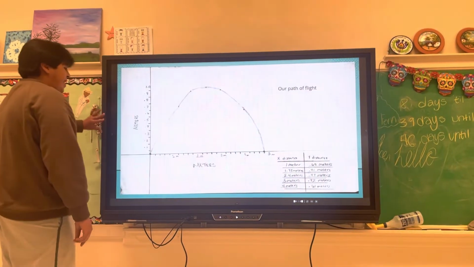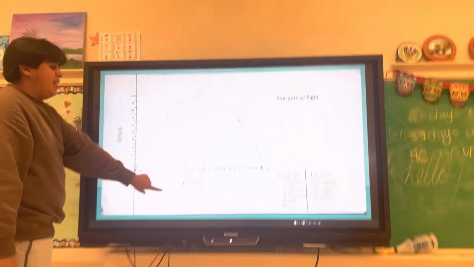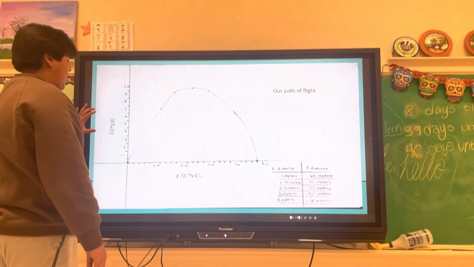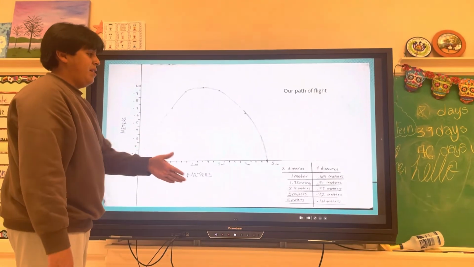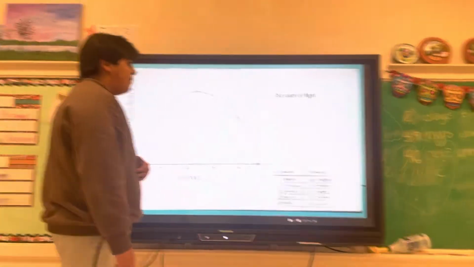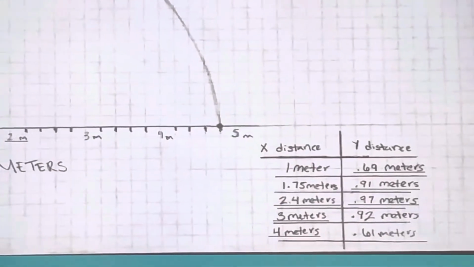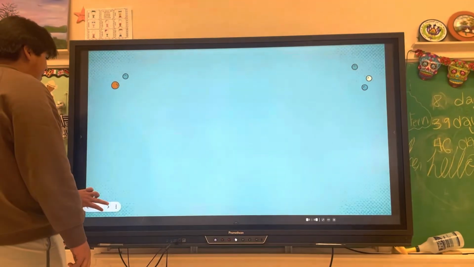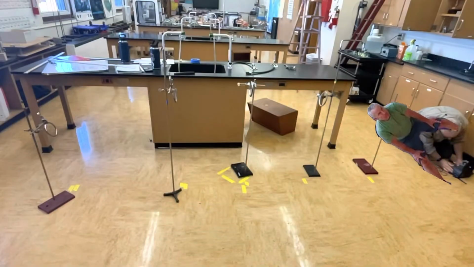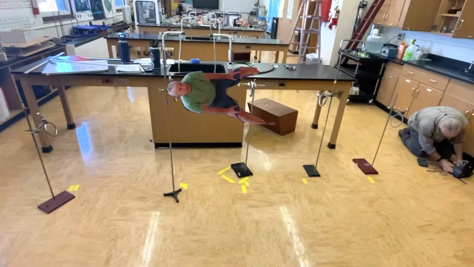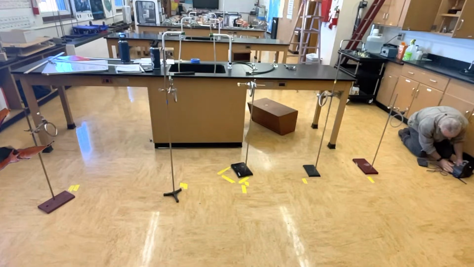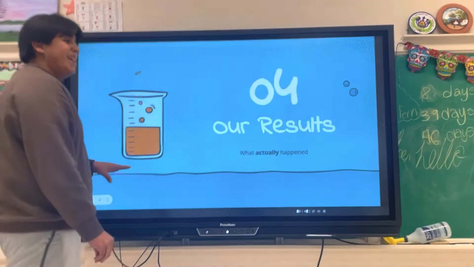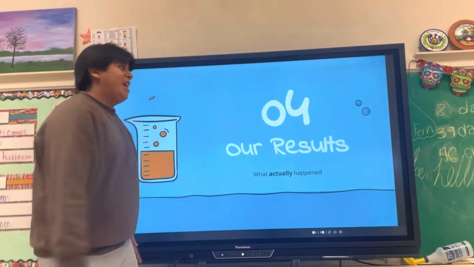This is our path of flight that we had with meters on here, and then these are meters tall, and these are meters, like the length in the x direction. This video won't load, but it's like the plane of flight. It broke your computer last time. And then we have our results. This is what actually happened.